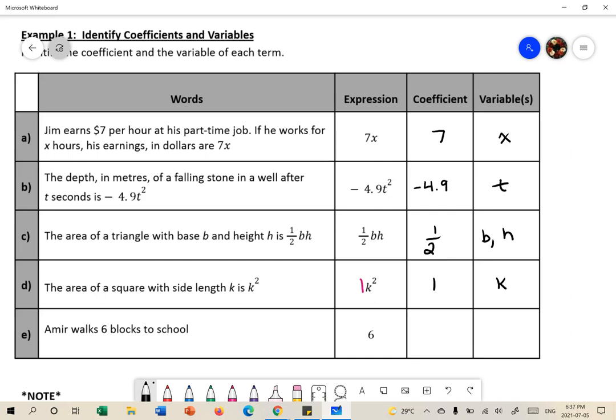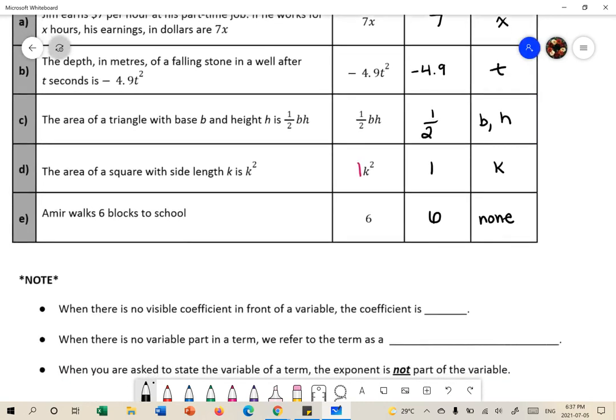Finally, Amir walks 6 blocks to school. So the coefficient here is 6, and there are no variables attached to it. Okay, so when there is no visible coefficient in front of a variable, the coefficient is 1. When there is no variable part of a term, we refer to the term as a constant term.